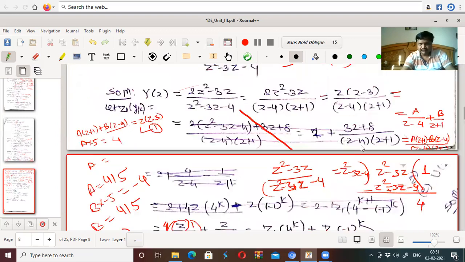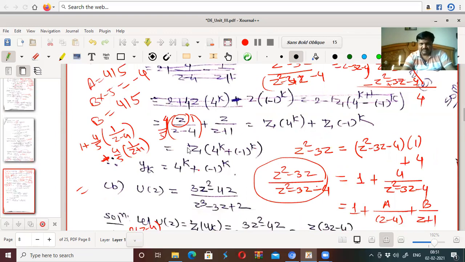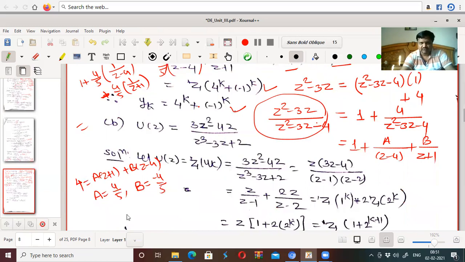So you can write this term as z upon z minus 4 plus z upon z plus 1. Now, what is the yk whose z transform is z upon z minus 4, which is 4 to the power k? What is the yk whose z transform is z upon z plus 1, which is minus 1 to the power k? So it is z of 4 to the power k plus z of minus 1 to the power k, and therefore it is 4 to the power k plus minus 1 to the power k.